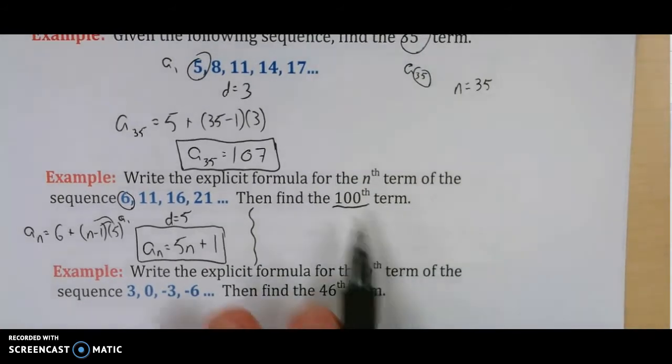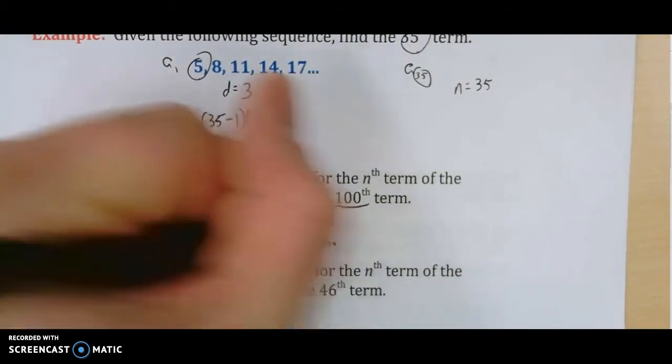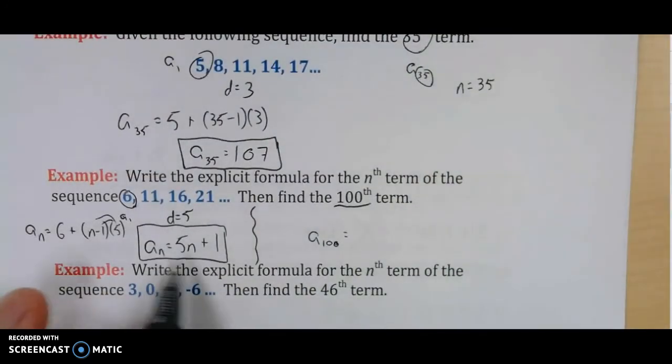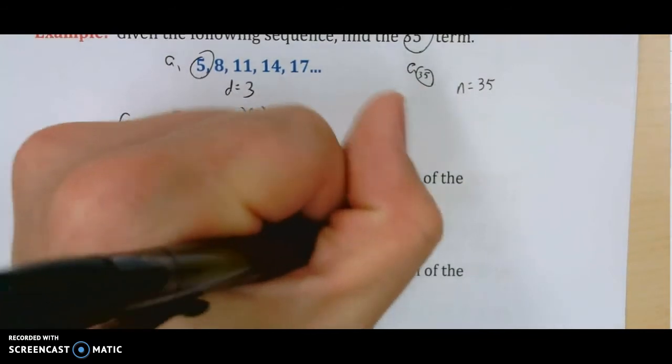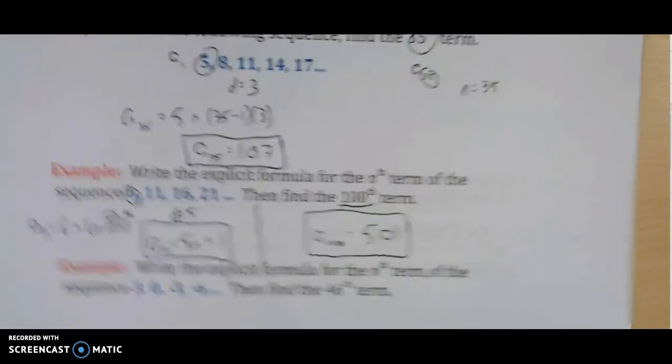Now, if I wanted to find the 100th term, I can just take 100 and pop it into there. So the 100th term, a sub 100, will equal 5 times 100 plus 1, 501. And that's it.